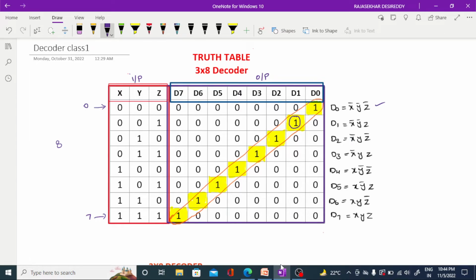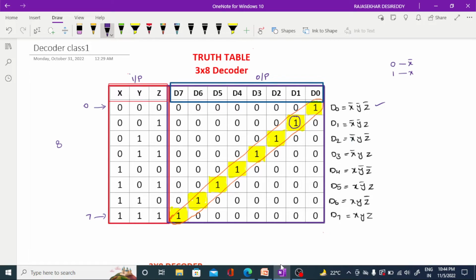X bar, Y bar, Z, because we know that in min terms logic 0 we represent as X bar, and logic 1 we represent as X. This is the min term concept, right? So that is the reason 0 0 1 is X bar, Y bar, Z. And that too it is the multiplication only, it is a min term concept. 0 1 0, right? So for 0 1 0, that means 2, so the D2 is activated.